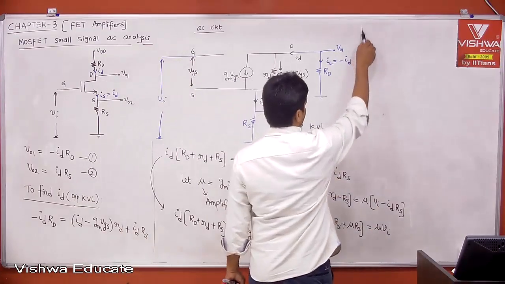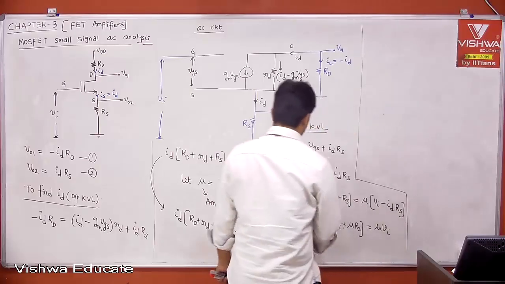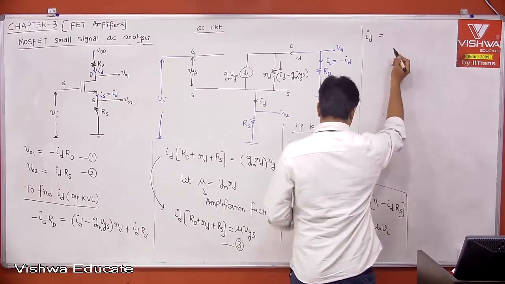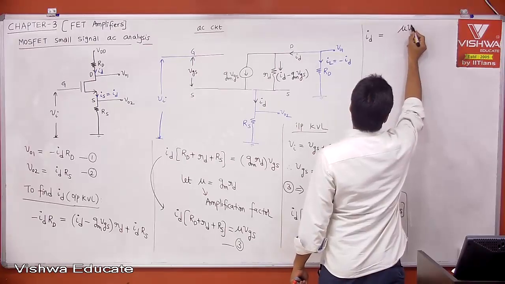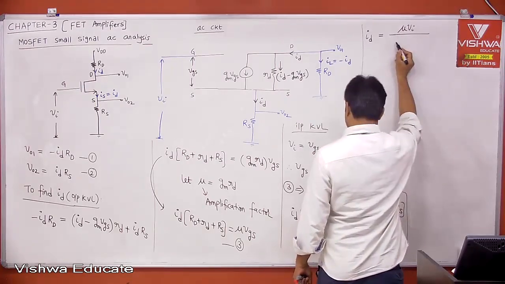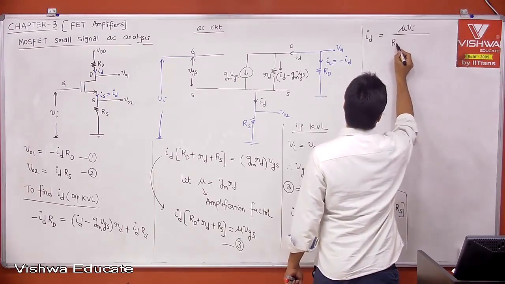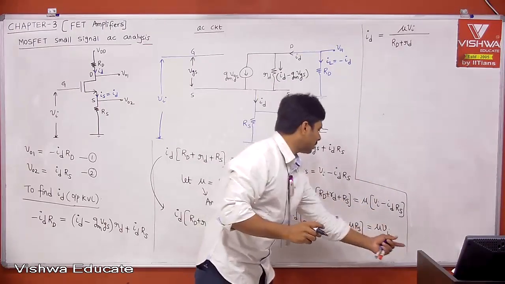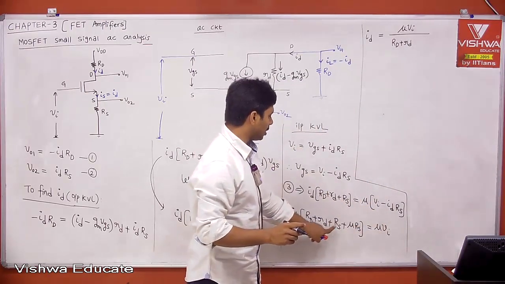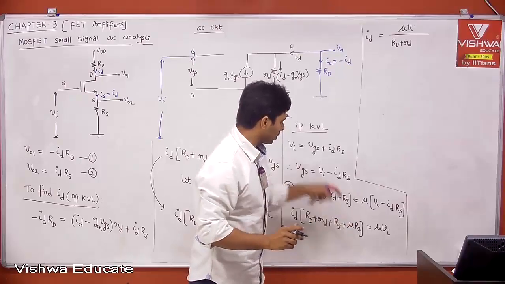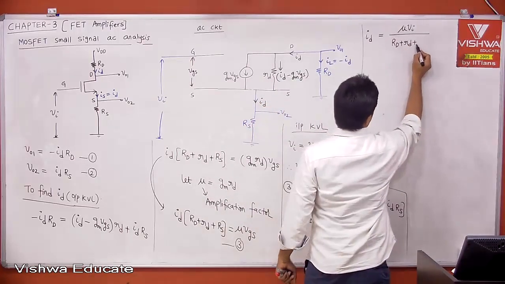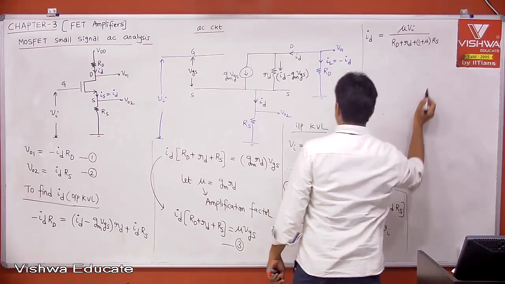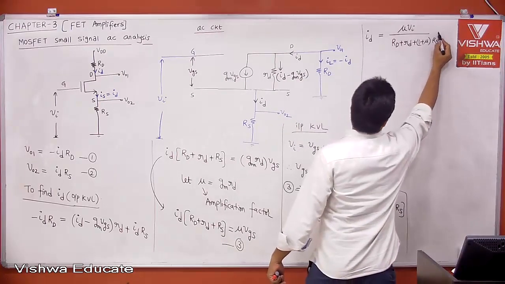Therefore, what is your ID? Therefore, ID is equal to mu into VI divided by capital RD plus small rd. I'm just taking to right hand side. Therefore, capital RD plus small rd plus, if you take RS common, 1 plus mu. Therefore, plus 1 plus mu into RS. This is what is your ID. You can call this as equation 4.